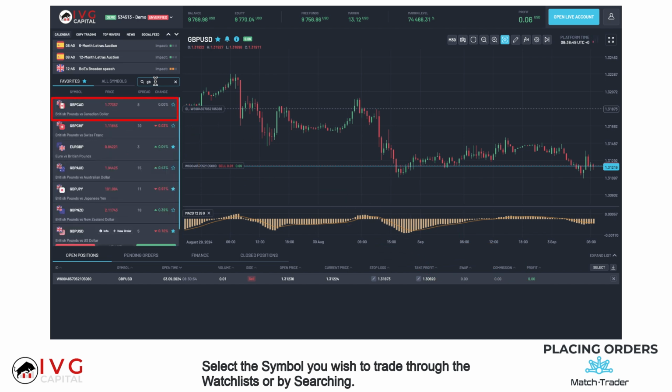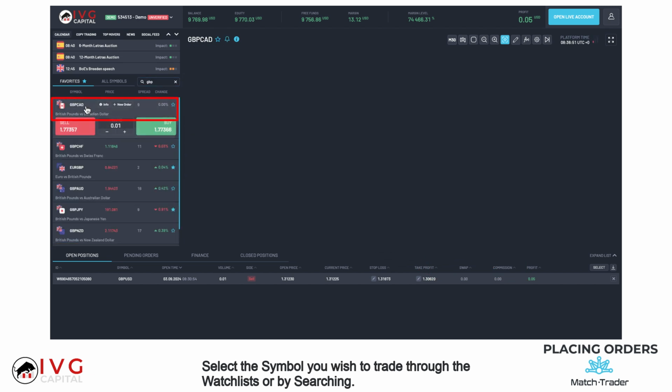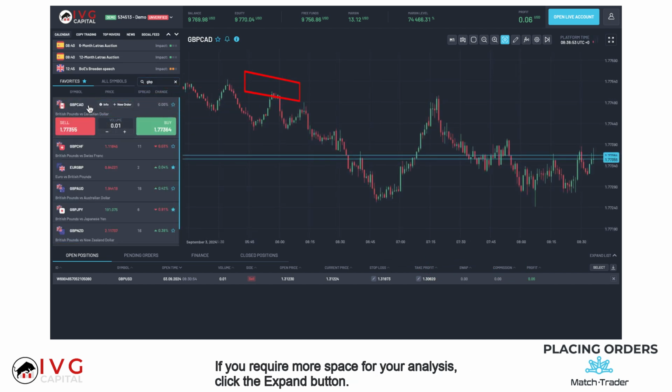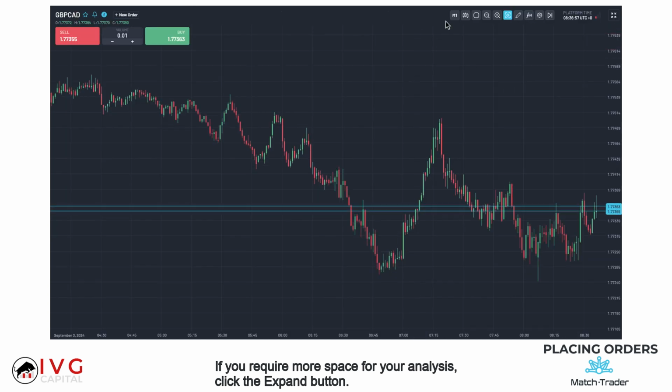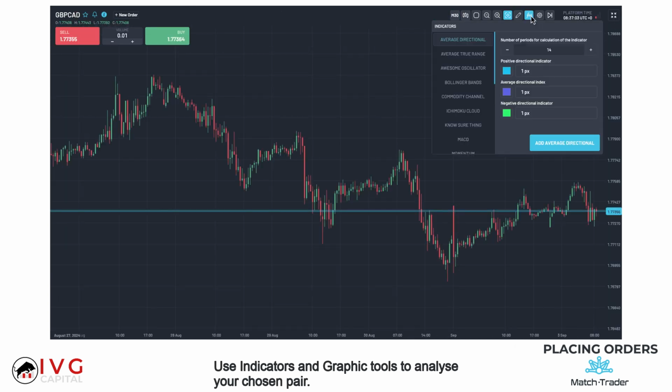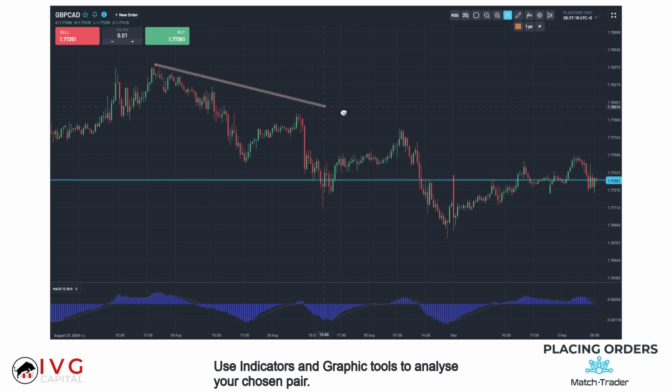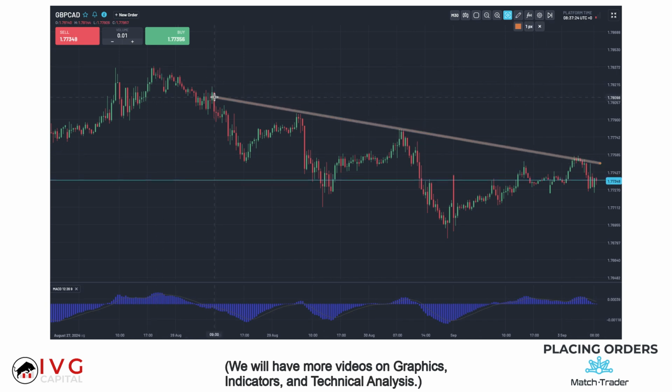Select the symbol you wish to trade through the watch lists or by searching. If you require more space for your analysis, click the Expand button. Use indicators and graphic tools to analyze your chosen pair. We will have more videos on graphics, indicators, and technical analysis.